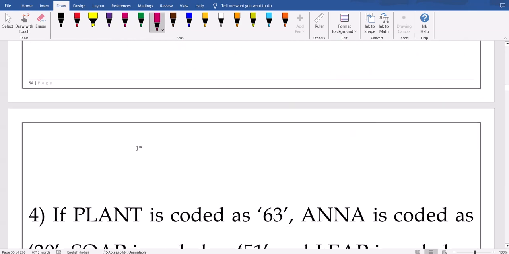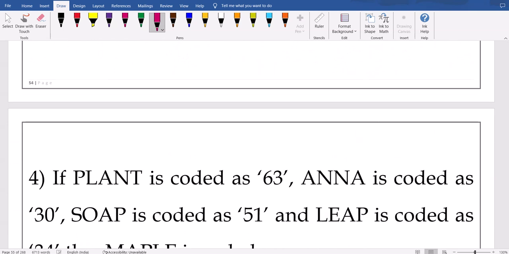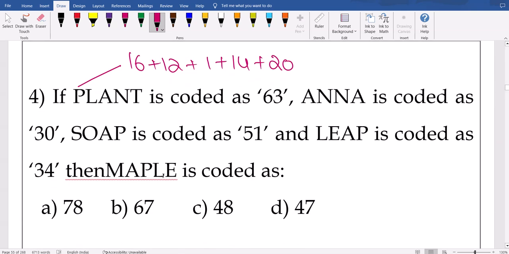Next, the fourth question, also the same logic. Plant P63, that's also forward coding and addition only. P16, 12, 28, 29, 29 plus 14 is 43, 43 plus 20 is 63. So straightforward addition we can apply. They have given a lot of things to cross verify.